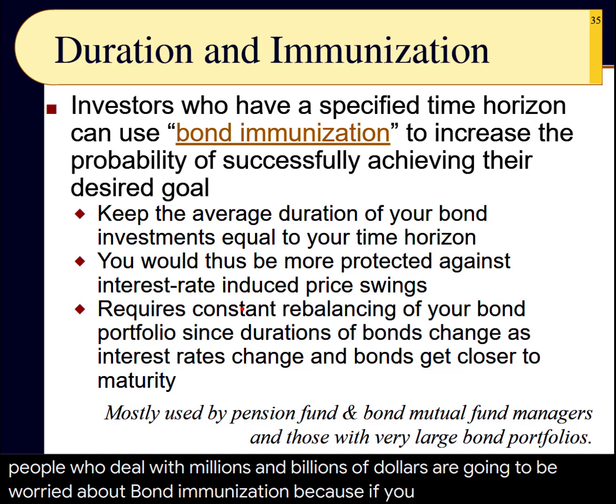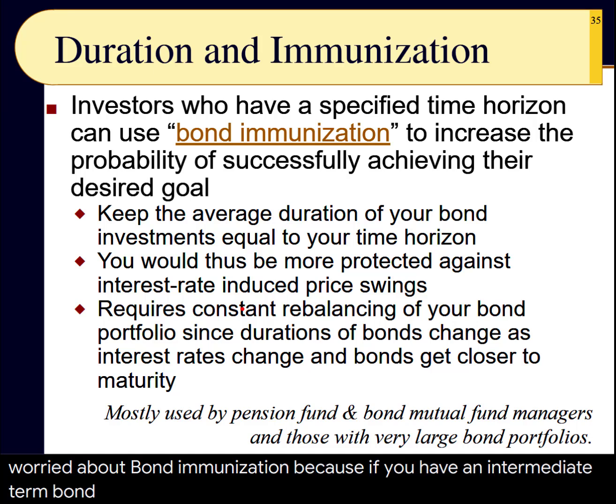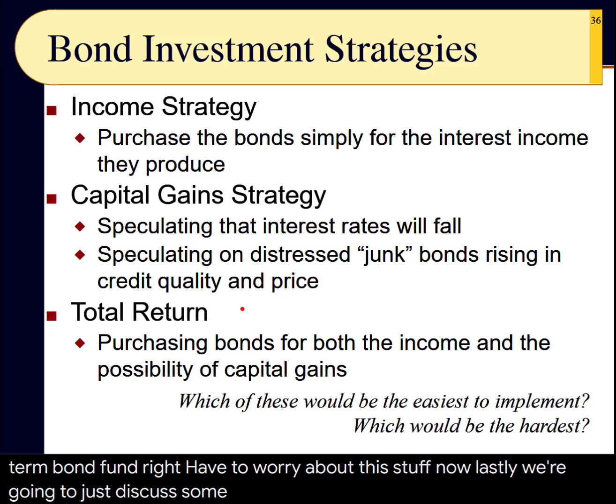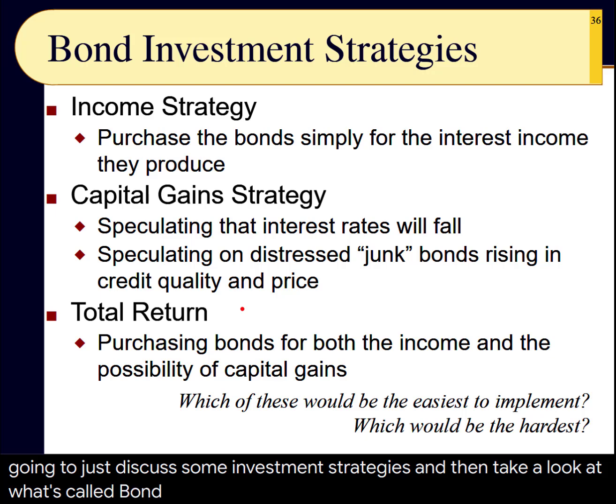Because if you have an intermediate term bond fund, right, their job is to make sure that they're intermediate term bonds. The duration is 3, 4, 5 years. If you have short term, 2, 3 years, long term, 7, 10, 20, 30 years. So they have to worry about this stuff. Now, lastly, we're going to discuss some investment strategies and then take a look at what's called bond laddering.